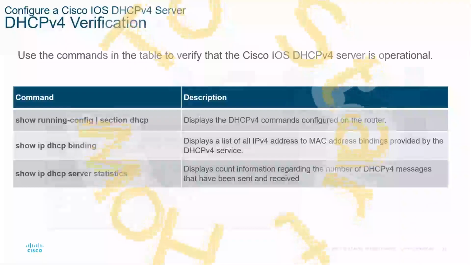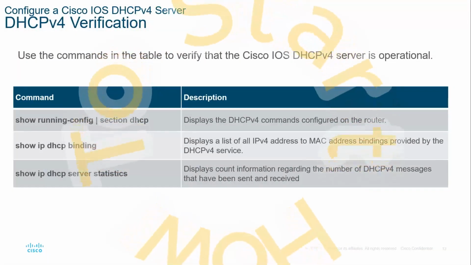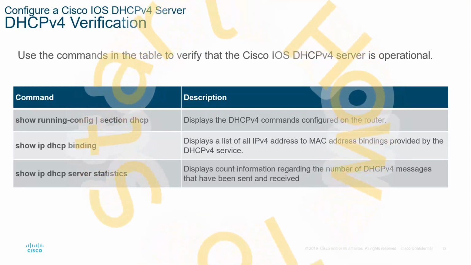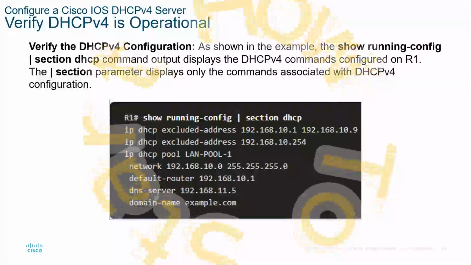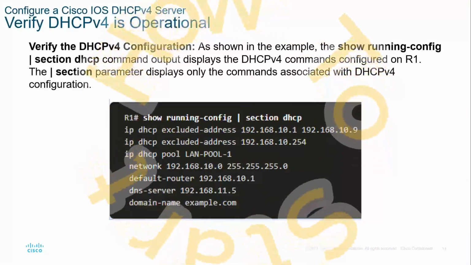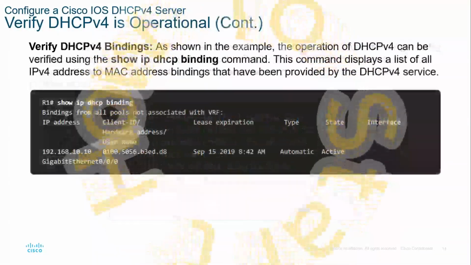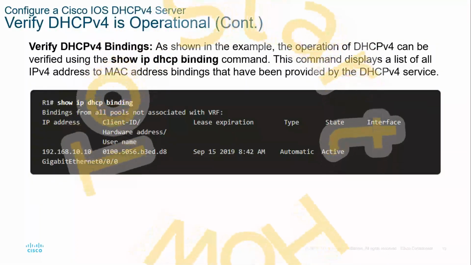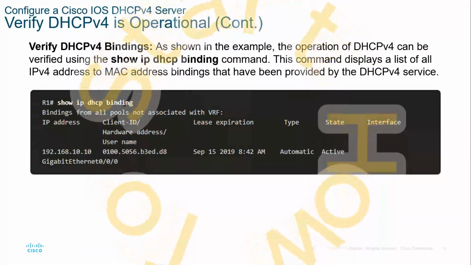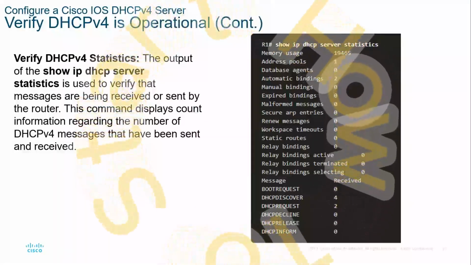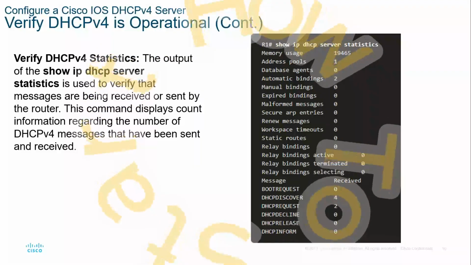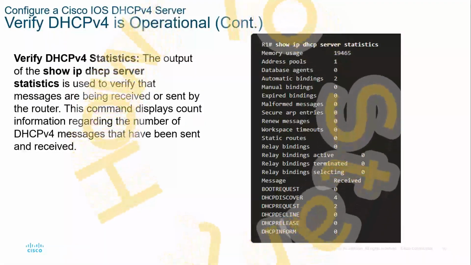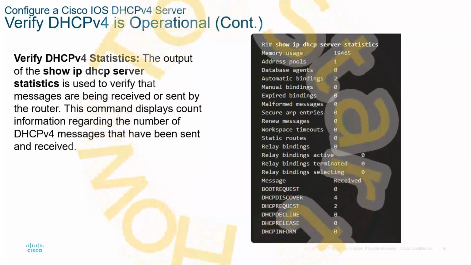For verification, we could do a show run, we could do a show IP DHCP binding, or a show IP DHCP server statistics. So the first one is our show run. That's what we'd be looking for. Our binding will actually show the addresses tied to what MAC addresses and when the lease would expire. Lastly would be the DHCP statistics. That's going to be the address pool. That's going to be the bindings. That's going to be all of the other statistics tied to DHCP.